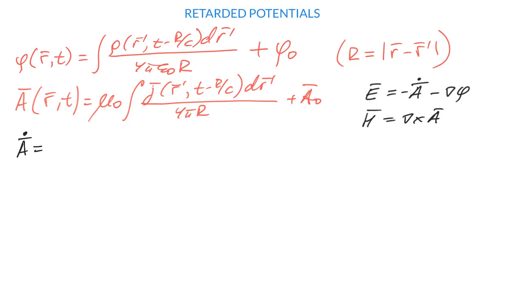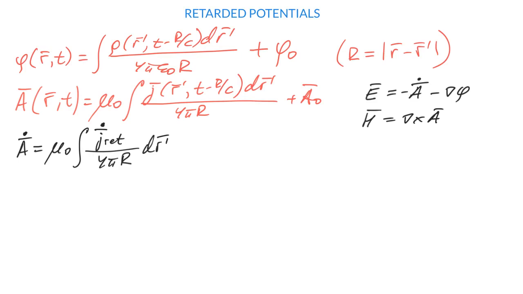In A, on the right-hand side, time only enters through the argument of j. So A becomes mu naught integral of j retarded over 4 pi R dr prime. The subscript retarded in the following will mean that the arguments are taken according to this prescription. The spatial argument is just the integration variable, and the time argument is shifted by R over c.